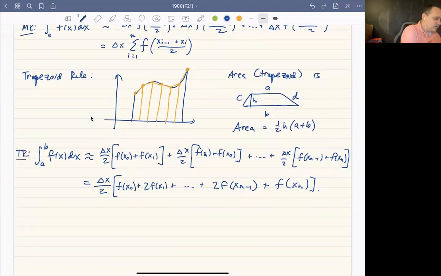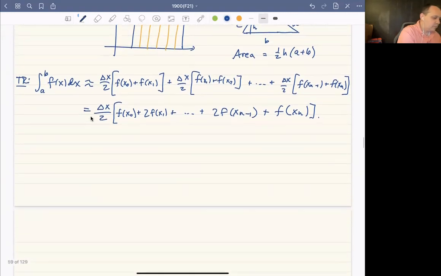Okay, and that's it. So all we're going to do with the trapezoid rule is instead of using rectangles, we use trapezoids. We got a slightly better approximation. And yeah, that's really all there is to say there. Okay, we'll do some examples at the end here.